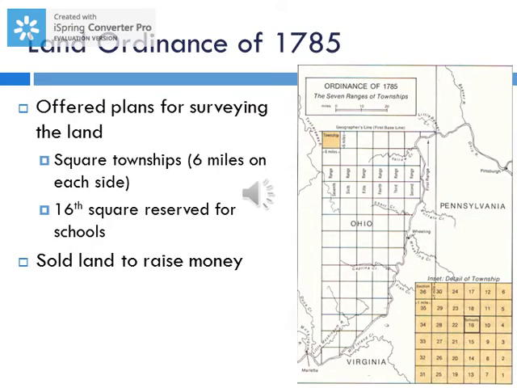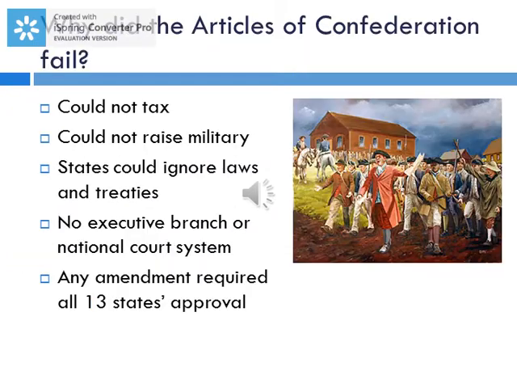The Land Ordinance of 1785 worked on surveying the land. Basically, townships were established 6 miles by 6 miles square. The 16th square was reserved for schools, and the township land was sold to raise money. You might live in the township of Day or Rock or McMillan. That's from the old township system of the Northwest Ordinance. Out west, the land isn't necessarily divided like this. This was the surveying system from the old Northwest Ordinance.